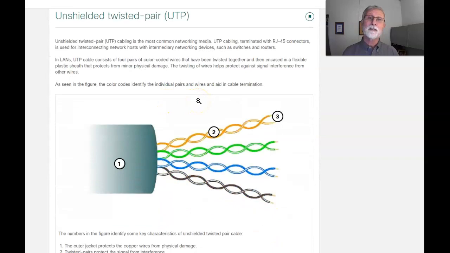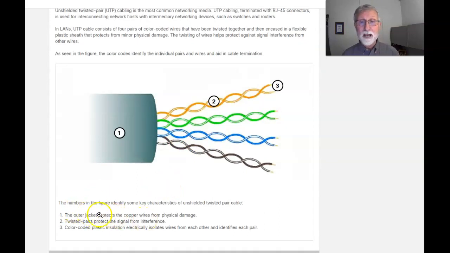Now, your unshielded twisted pair. Basically, why is it called unshielded? One, it's not shielded. Okay, that's the first thing. Second, that doesn't mean there's no outer jacket. There's an outer jacket that protects the copper wires inside, but no aluminum around it, or inside it, or around the cables. Now, the twisted pair also protects each wire from interference.